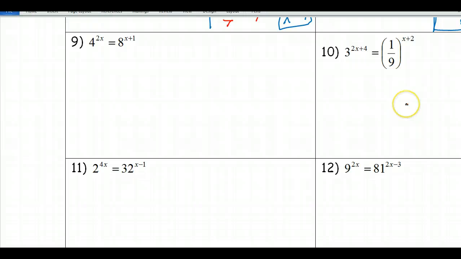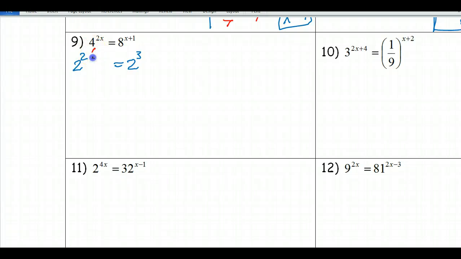Alright, look at number 9. Let's go for, well, you know, I can't do base 4 on number 9, because I can't write 8 as 4 squared or anything. 4 squared is already 16. It's too big. So I'm going to have to change both of these bases. What I can do is write 4 as 2 squared, and I can write 8 as 2 to the 3rd power. That's the key. I have to do them both.